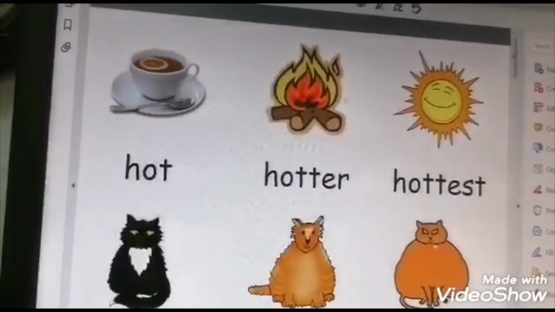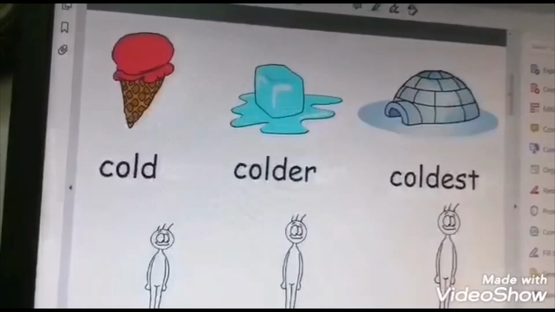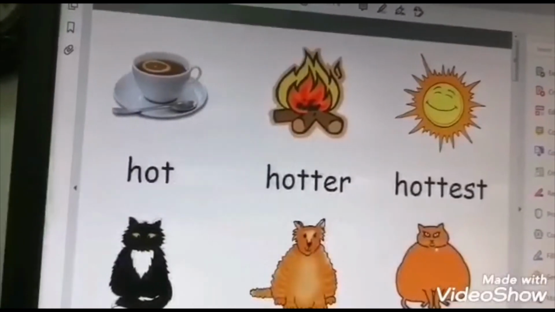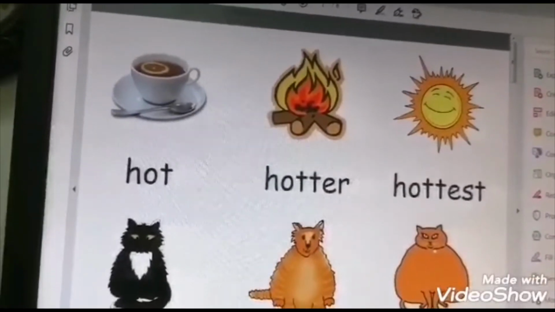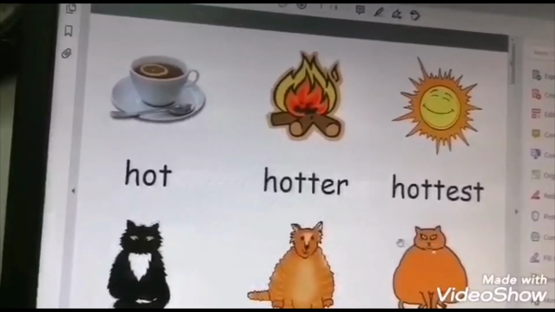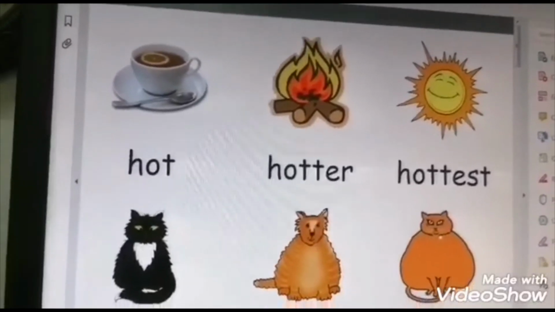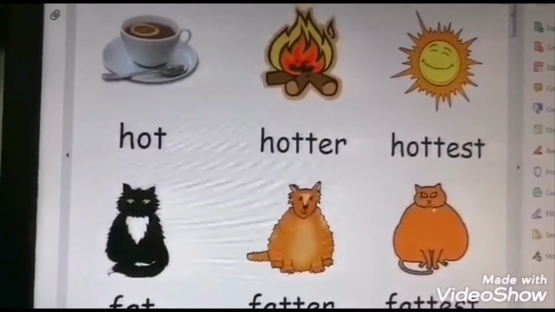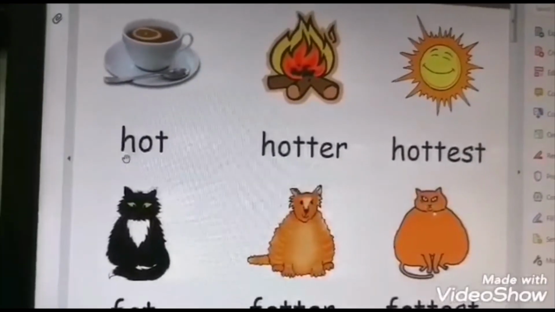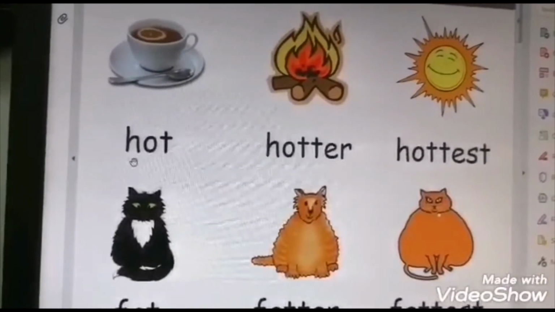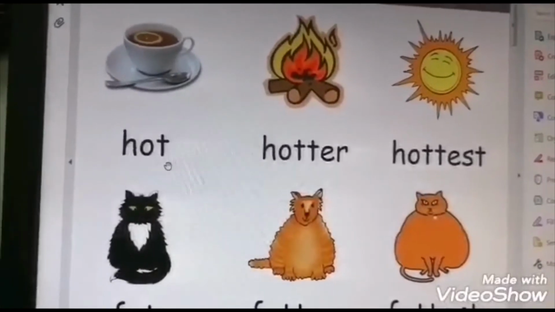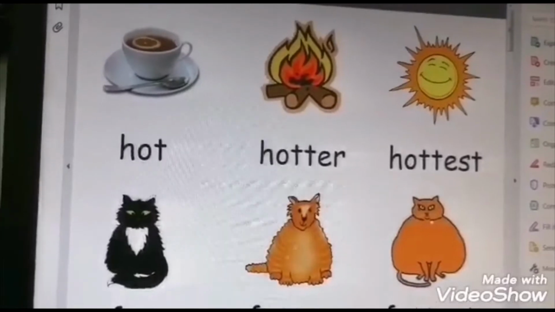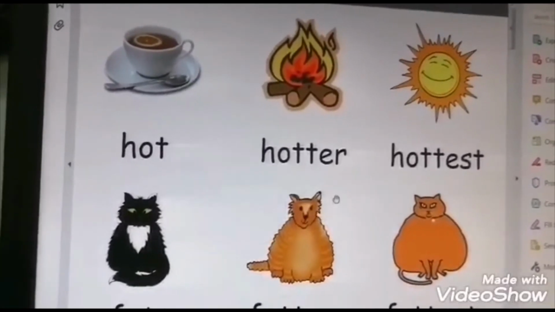The next one, fat, fatter, the fattest. So as you know, what we have to do here is double the consonant. Hot. CVC, consonant, vowel, consonant. Consonant, vowel, consonant. I hope you remember this rule.